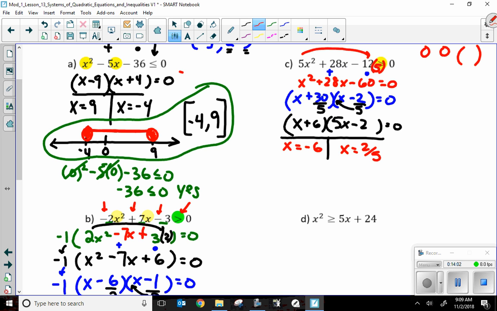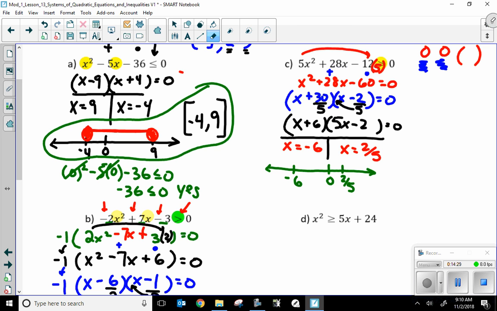All right? Those are the numbers I'm putting on a number line. And the dots on that number line will be empty. So, my number line. Here's negative 6. Here's 2/5. And a number between them, nice, is 0. We already said this inequality is not greater than or equal to, it's just greater than. So these are going to be empty holes.